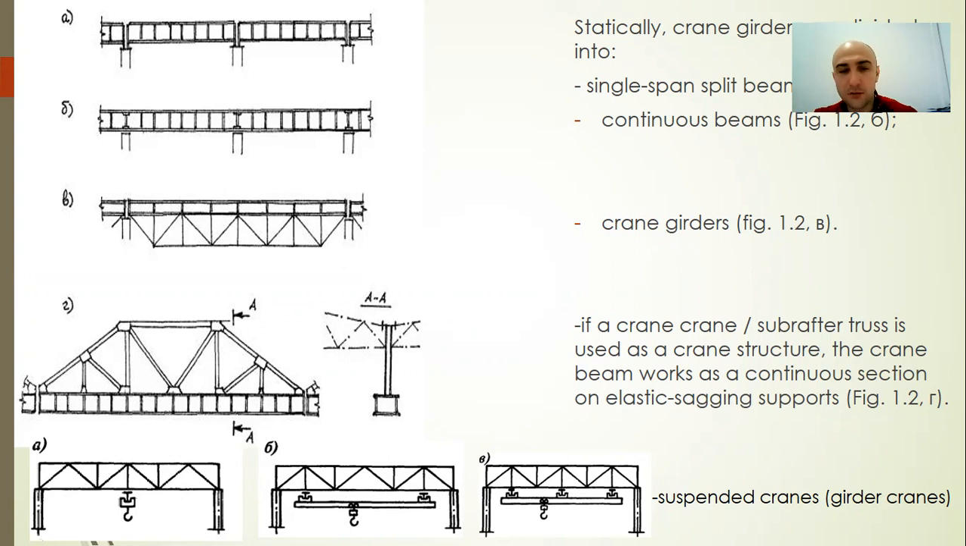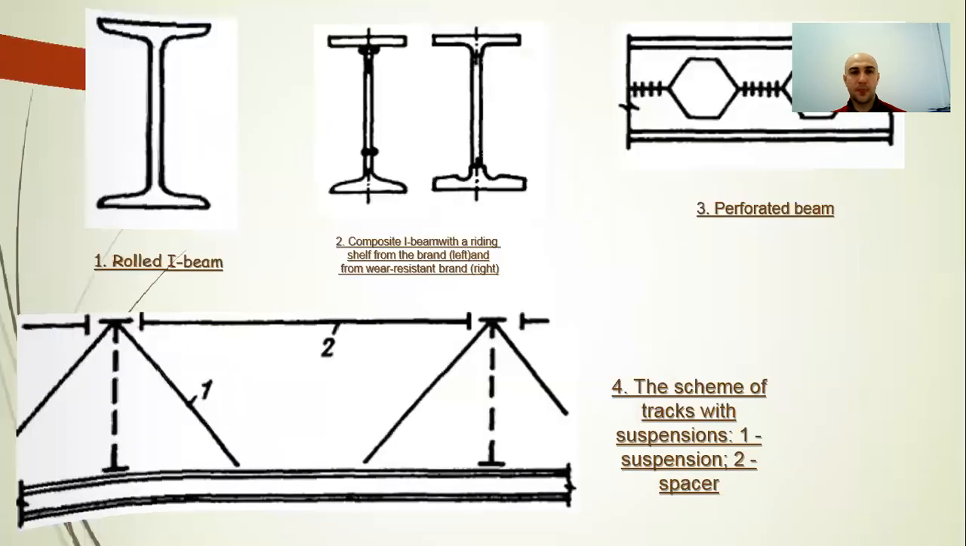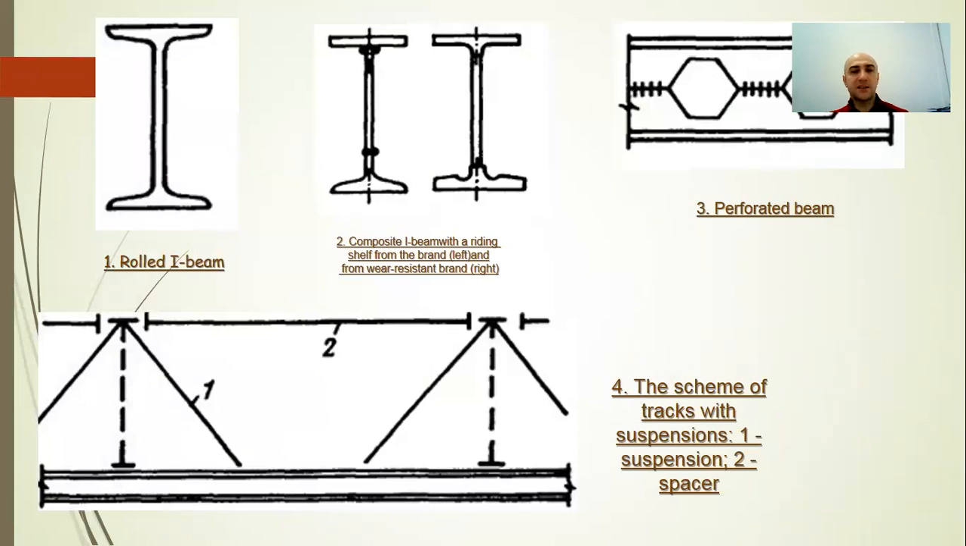Multi-support cranes can be used. The main types of tracks are rolled I-beams and composite beams, installed in split or continuous patterns. With a track span of 12 meters, perforated beams can be used, shown in figure 3, to reduce the bending moments. Additional suspensions can be installed in these beams.